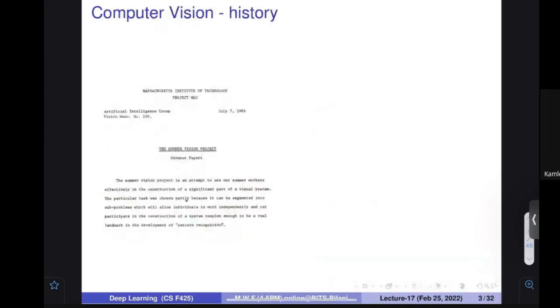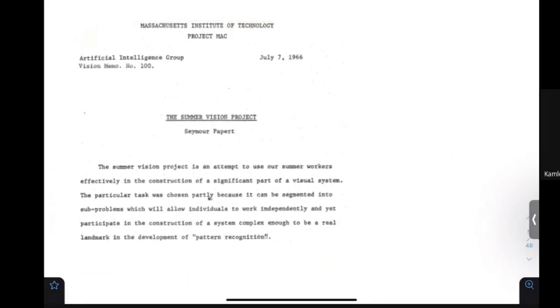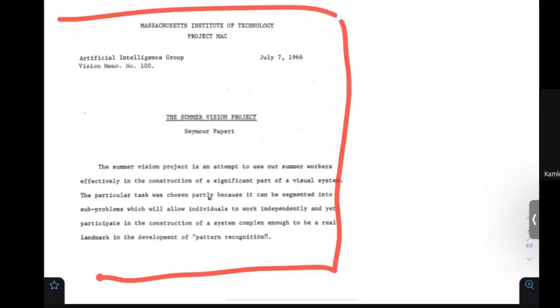Computer vision started long back, and this is a very interesting piece of advertisement that everybody shows when teaching this particular course: in MIT around 1966, they thought that they could solve all the problems related to computer vision in a summer. It was a summer vision project. This is an advertisement issued by MIT, and they thought that in the summertime, meaning in two or three months, they could solve all the computer vision problems very effectively.